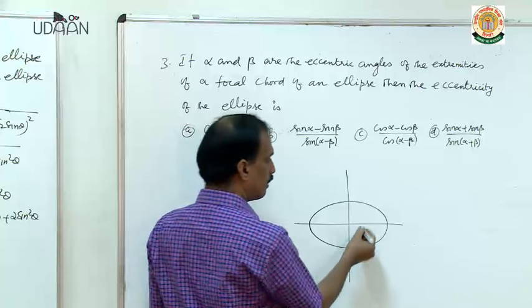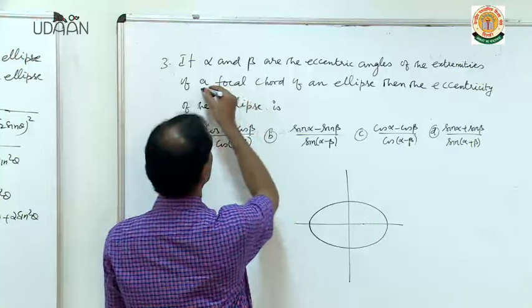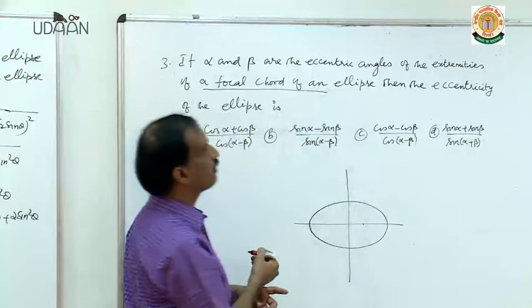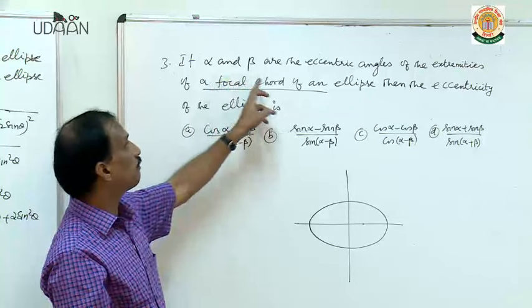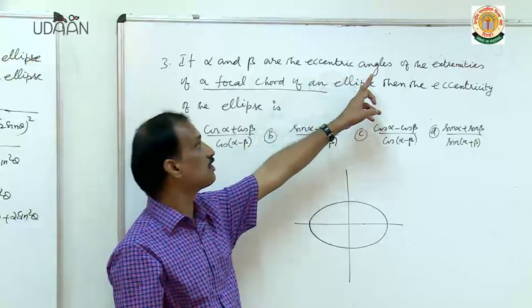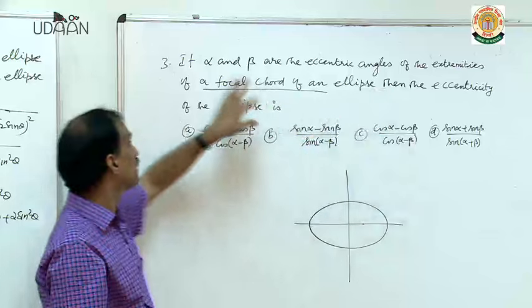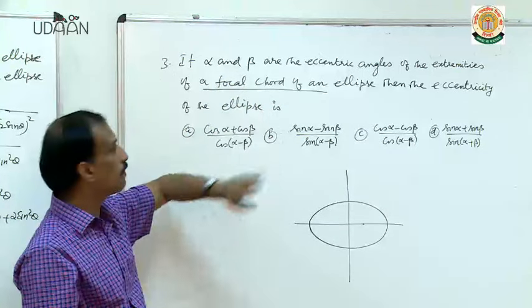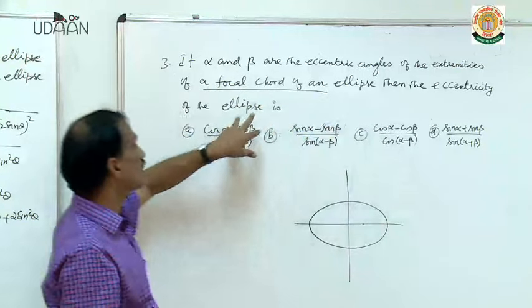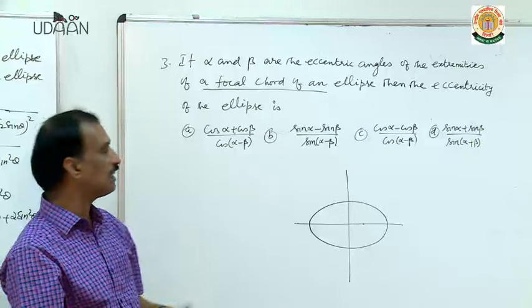Now we have to find out the focal chord. If alpha, beta are the eccentric angles of the extremities of a focal chord of an ellipse, then the eccentricity of the ellipse is what? We have to find out e.